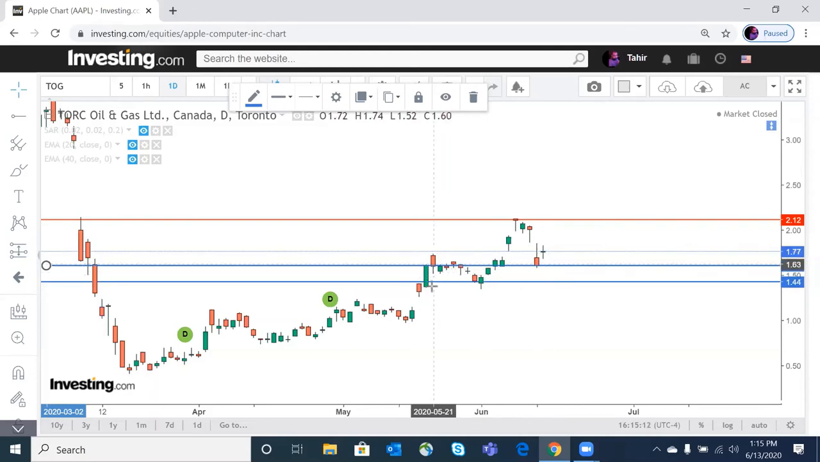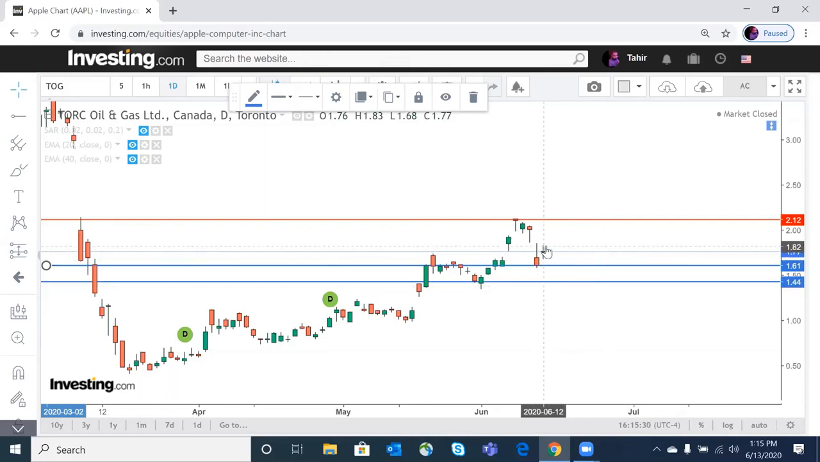This rectangular frame is a body, and this stick, which is up or down, is called a wick. So it is a high upper wick, unlike this candle. This candle here has a high upper wick, and the lower wick is also high. And this body is very small, meaning the opening and closing price was the same in TOG.